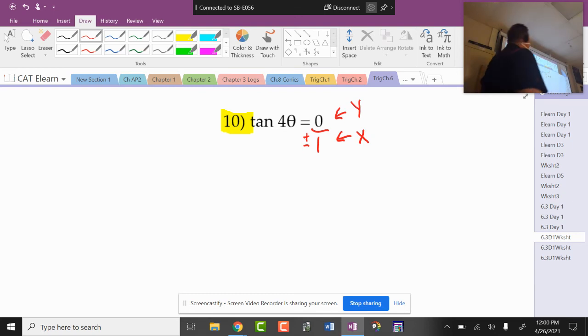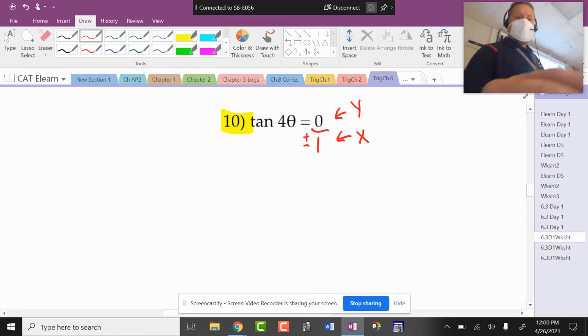All right. So where do you get, again, where do you get 1 for x, 0 for y, and negative 1 for x, and 0 for y? What quadrants? Where is that? 0 and 180. But this is what 4 theta equals. So what do we have to do with these answers? Add 360, and then we're going to divide by 4.